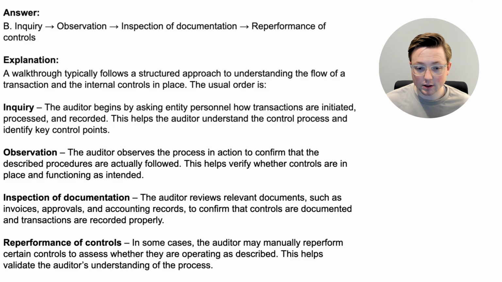In some cases, so this isn't always the case, the auditor may manually reperform certain controls to assess whether they are operating as described. This helps validate the auditor's understanding of the process. Now, again, throughout this, you need to remember this is not substantive testing where they're testing how effective the control is at doing what it's supposed to be doing. They're just testing if it's actually happening the way it's described as happening. So there's a difference there. Okay, so that's the typical order of events in a walkthrough. And with that, let's go to the next question.